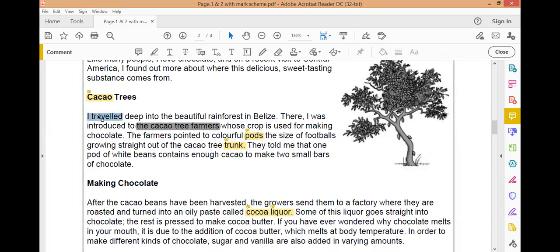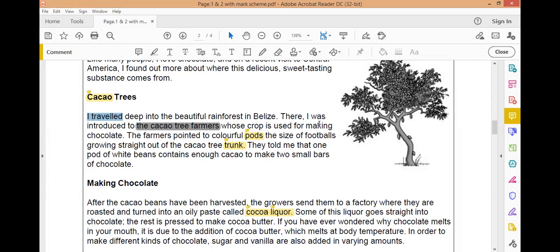Start from I traveled deep, this one. I traveled deep into the beautiful rainforests in Belize. There I was introduced to the cacao tree farmers whose crop was used for making chocolate. The farmers pointed to colorful pods the size of footballs growing.